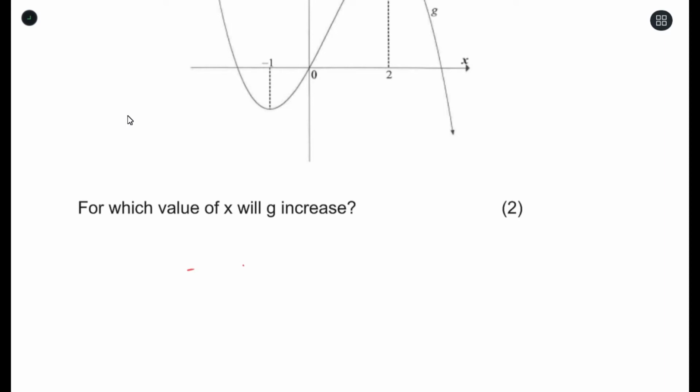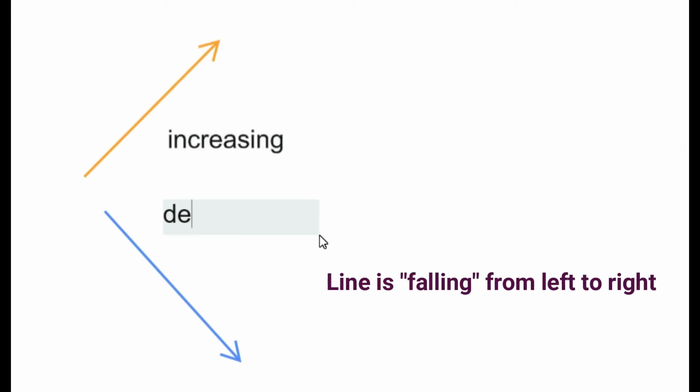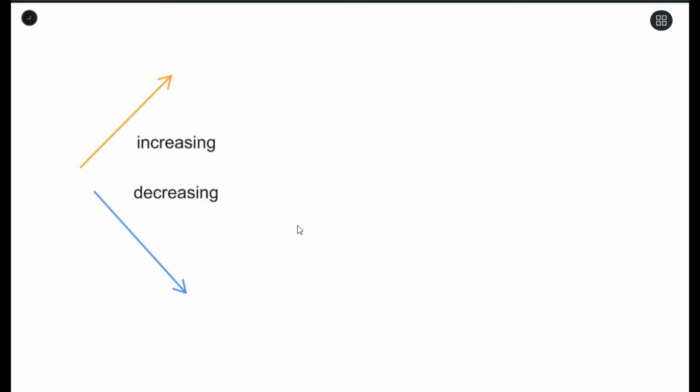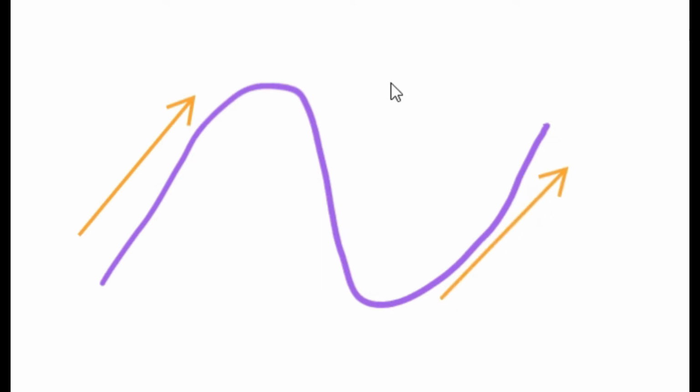Before we answer this, let's talk a little bit about how we find the values where a cubic function, or any function whatsoever, increases and decreases. If your graph is moving up from left to right, it is increasing. And if it is moving down, also from left to right, it is decreasing. So if this is a cubic function, this part of our graph and this part of our graph would be increasing. However, this part of our graph would be decreasing.